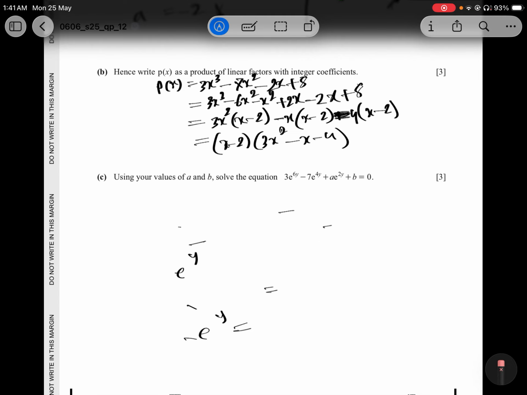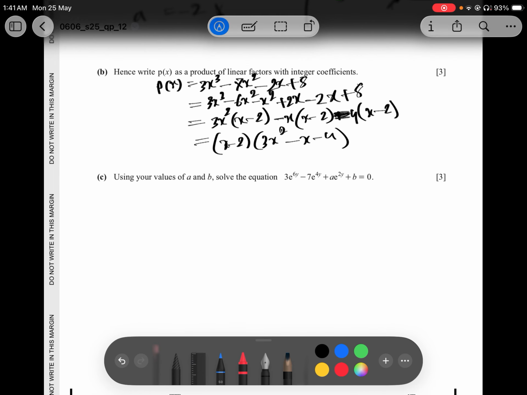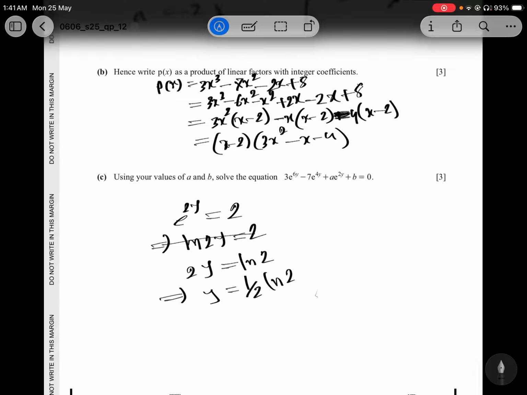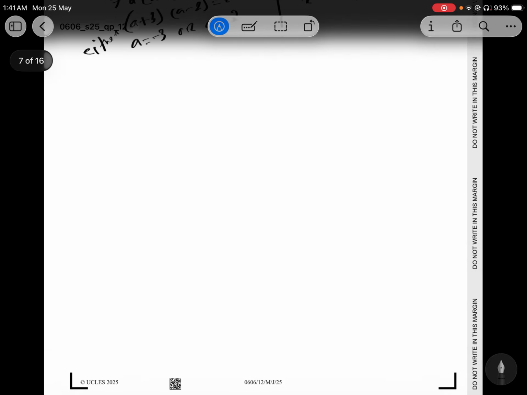In exam hall, I won't get to correct it this way. So I have to lose these 3 marks. So my sincere apology. e to the power 2y is equal to 2. So ln of 2y is equal to, sorry, 2y is ln of 2. y is equal to half of ln 2. Yeah, this should be the answer. I'm pretty much sure this should be the answer. So the thing is done.